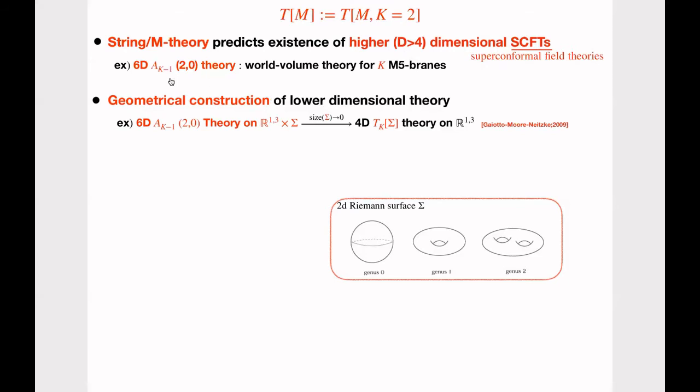So in our case, using this 6 dimensional theory and the compactification along this Riemann surface, which is 2 dimensional, then we can obtain the 4 dimensional theory. These kinds of theories are studied by these people. And we call this theory the 6D theory compactified on the Riemann surface. Then we obtain the effectively 4 dimensional theory, and the resulting 4D theory is labeled by the choice of the Riemann surface and the choice of the K.